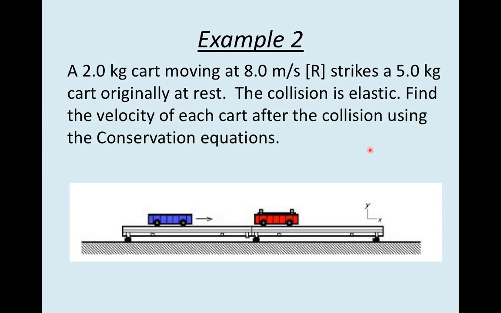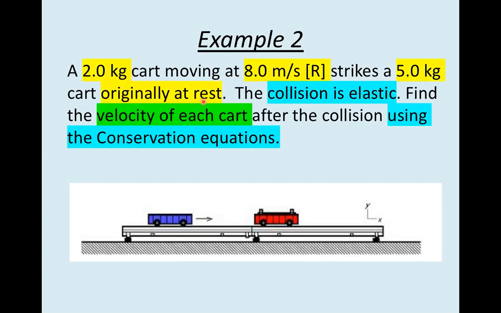Always start your collision problems with a before and after diagram. Label all your givens, set a positive direction, and question what type of collision you have before you start the problem. It says elastic. We highlight our givens and use them to label our diagram. The collision is elastic, which means that momentum is conserved and kinetic energy is conserved. There's also another hint that energy is conserved because it says using the conservation equations.